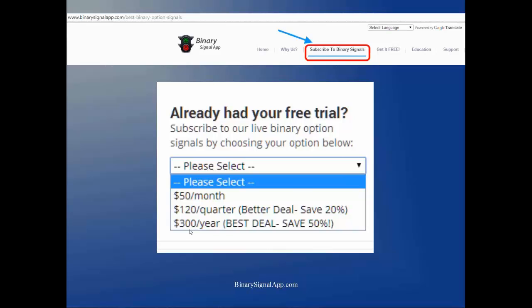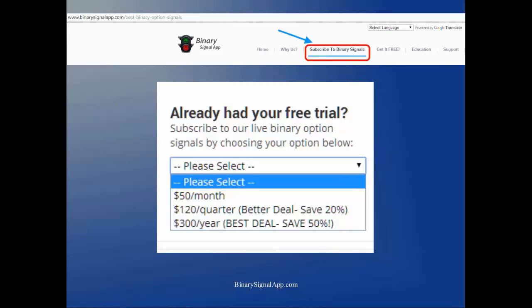Our annual subscription is just $300 a year, which is a 50% savings off the regular monthly rate. Basically, it's the same as paying for just 6 months, and you get an entire year for $300. If you don't want to do a year, you can do a quarter, which is 3 months, and you still get a savings of 20%. Or you can just do monthly. Your subscription will renew automatically until you decide to cancel it. You can pay by PayPal, or if you don't have a PayPal account, you can also pay by Visa or MasterCard.